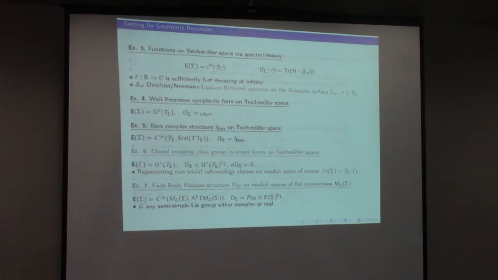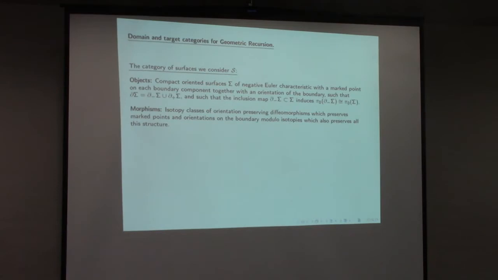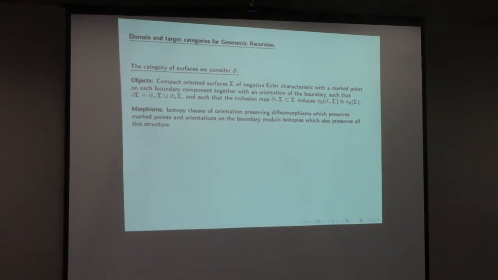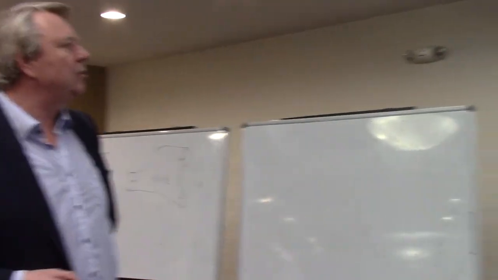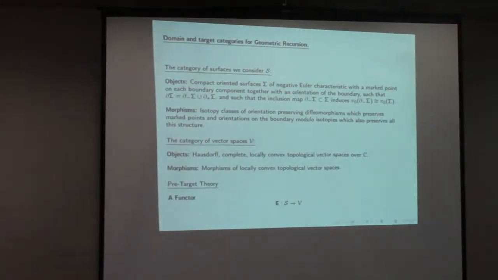I will skip those right now, of course, and I will just remind you that the precise category of surfaces is compact-oriented surfaces of negative Euler characteristic with a marked point on each boundary component, together with an orientation of the boundary such that it splits in minus and plus, in and out, and we want that the inclusion of the ins into the surface gives an isomorphism of pi 0. That means that there is one in for each connected component. I draw two examples over here again, but I just want to quickly go past this. The vector spaces we're interested in are Hausdorff, complete, locally convex topological vector spaces.